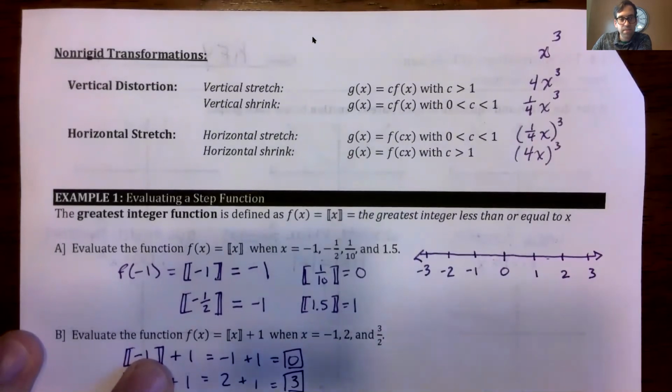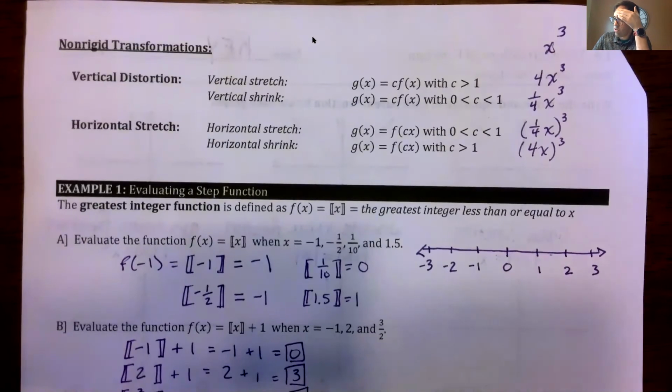Okay, so that's a little overview of our transformations. A vertical stretch is like you're pulling it vertically. A vertical shrink is you're squishing it vertically. Horizontal stretch goes this way. Horizontal shrink goes this way. All right, so that is that.